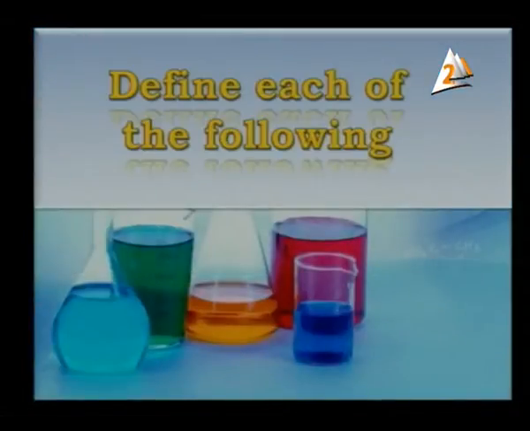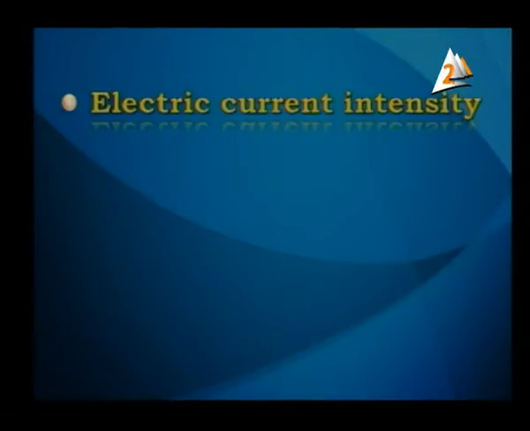Another type of question is define each of the following, or what is meant by each of the following. Define means I need the definition of each concept. It is a very easy one. Electric current intensity, so it is Unit 2. Concentrate with me very well. What is meant by electric current intensity?